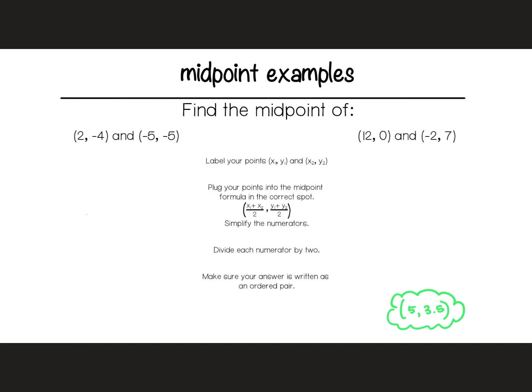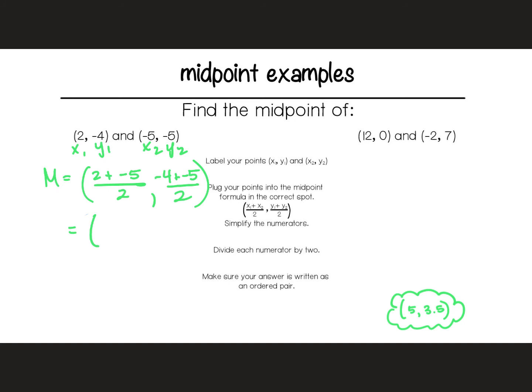Now for some midpoint examples. Begin the same way, label your points. Plug them into the formula. So we add the x's, 2 plus negative 5 divided by 2. And then add the y's and divide by 2. Negative 4 plus negative 5 divided by 2.